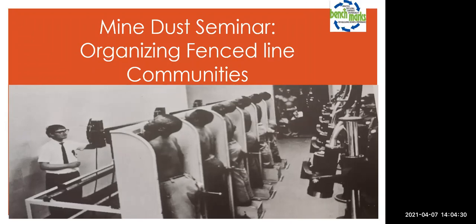It is titled Mine Dust Seminar: Organizing Fence Line Communities. The rationale is to try and present the faceless people that sometimes we don't see, who reside or who border these mine tailings, amongst others. So I'm just going to go straight into it. And Ledwin, you would caution me if there's time limitation or if you want me to stop, but I will try and run as fast as I can.